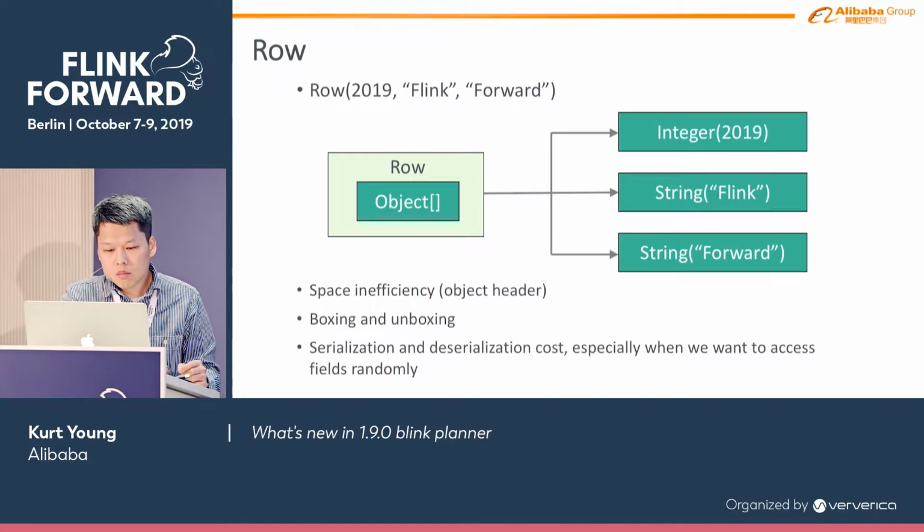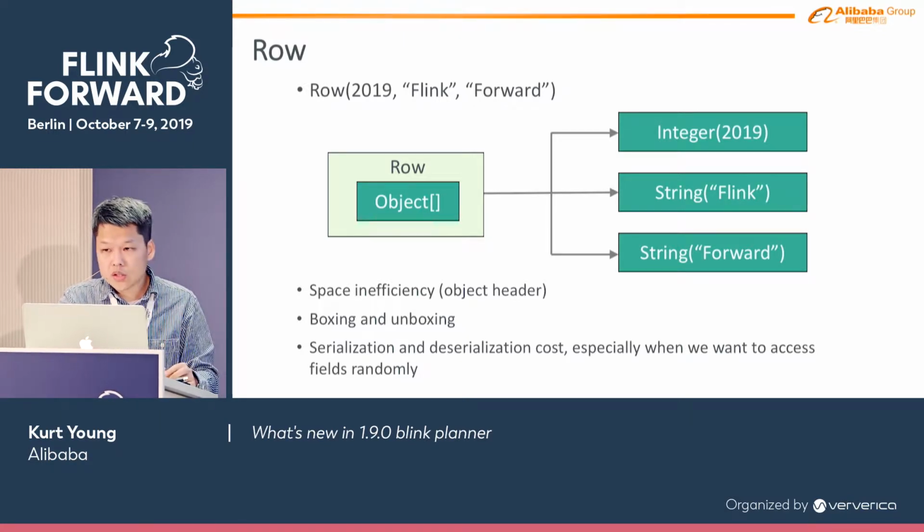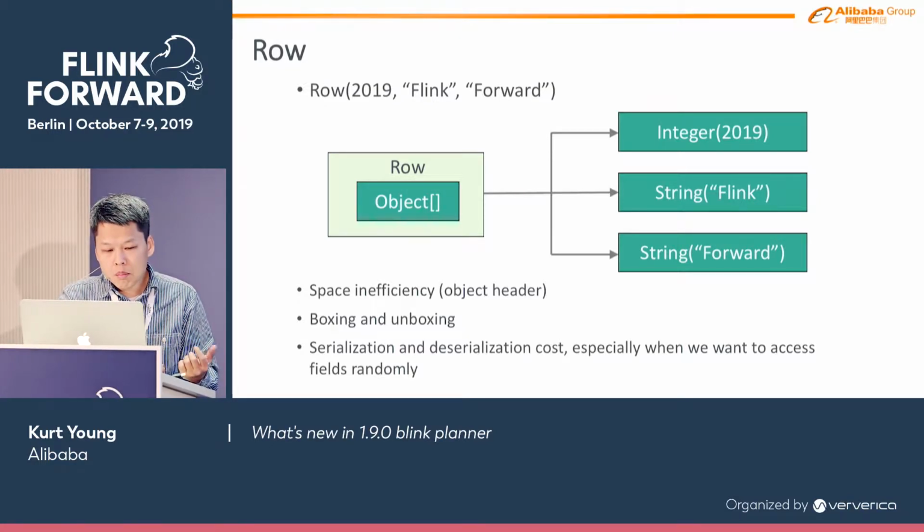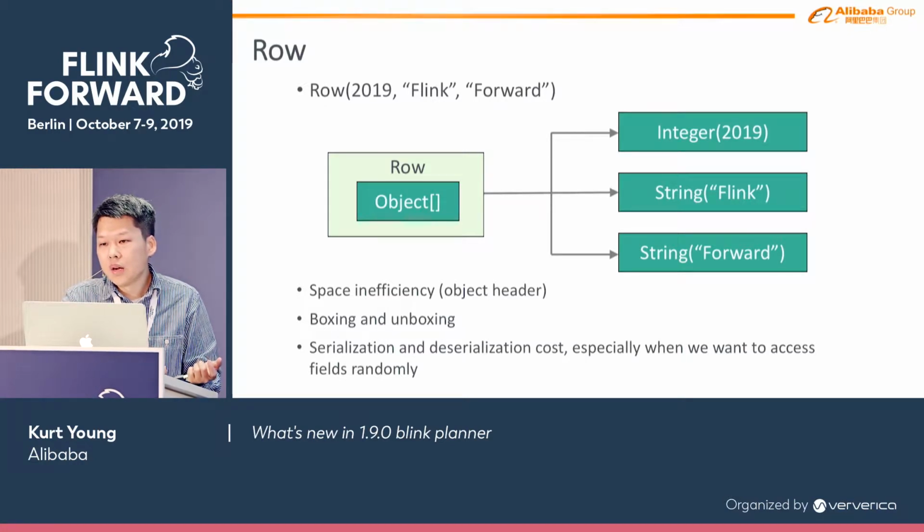The most widely used data structure in SQL is actually a row. Look at this example. If we have a row that consists of 3 fields, one integer followed by 2 strings, it's actually backed by a very simple JVM Java object array. Because we have to pay some cost for object headers and other things, such a simple row would easily cost more than 100 bytes of your JVM memory.